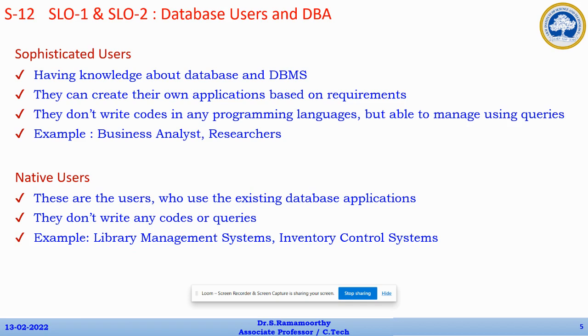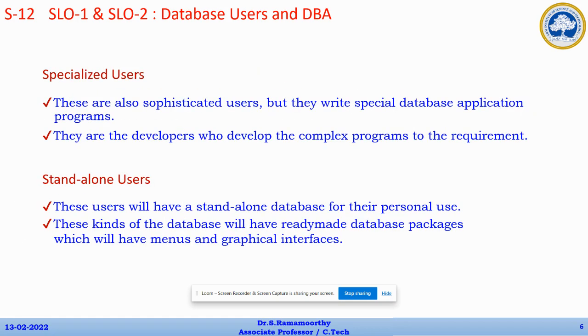The next type of users are native users. These are users who actually modify the existing database application. They don't write any additional code. Instead, they just use some queries to extract the data from the existing database. Examples are a library management system and an inventory control system.